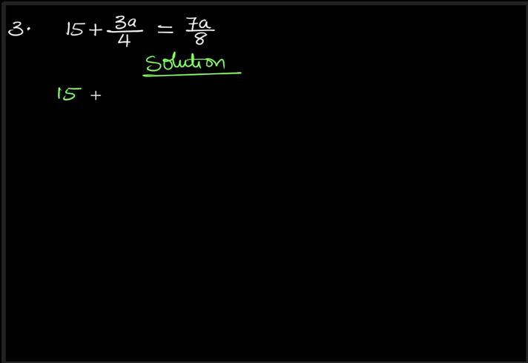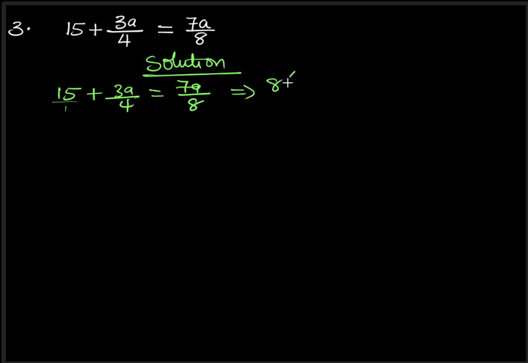So solution, what do we have? We have 15 plus 3a all over 4 equal to 7a all over 8. So what do we have here? Our LCM, 15 is like saying 15 all over 1. So the LCM of 4 and 8, that will give us 8. So let's multiply and see what we'll get.